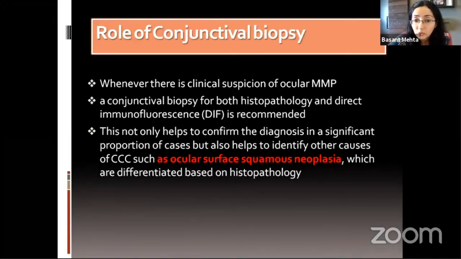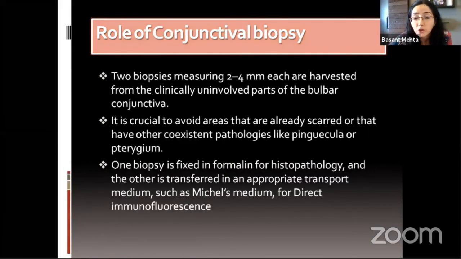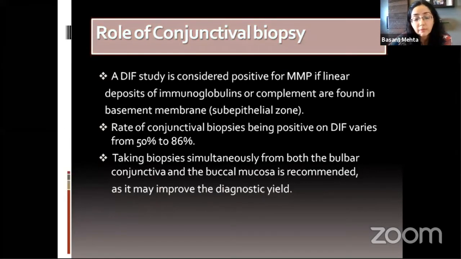Whenever there's a doubt of mucous membrane pemphigoid, you need to do a conjunctival biopsy to rule out any underlying neoplasm and also to confirm your diagnosis. You need to subject it to immunofluorescence. You need to send the sample in special media such as Michel's medium, which becomes slightly tricky in a private practice. We are not in a tertiary eye care center.